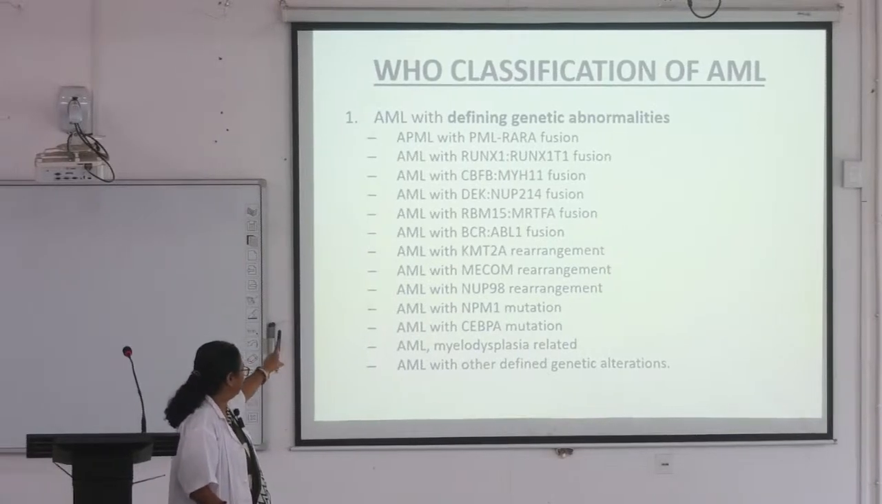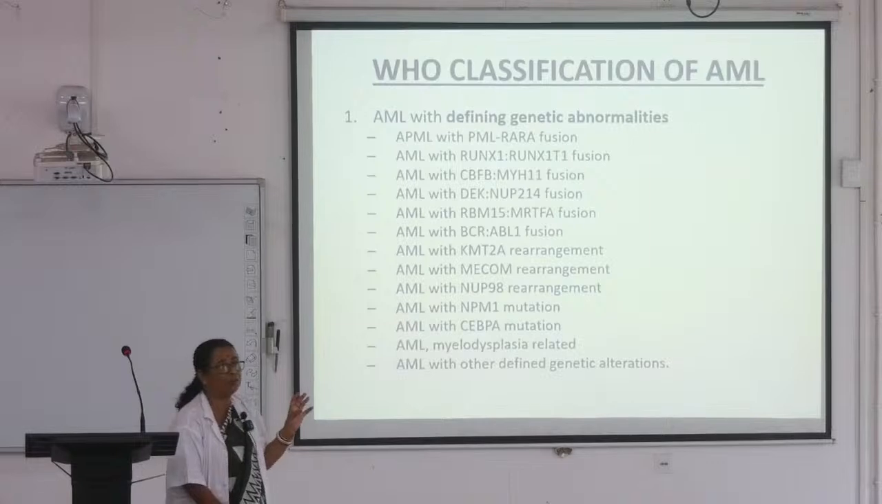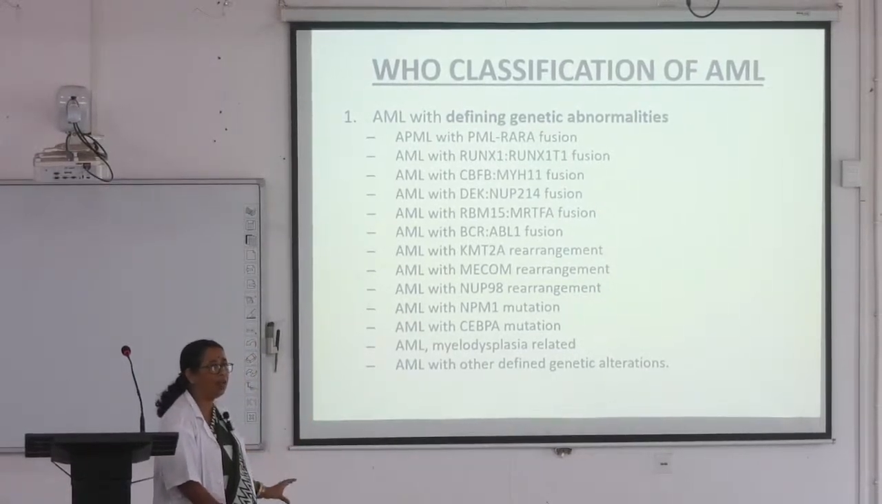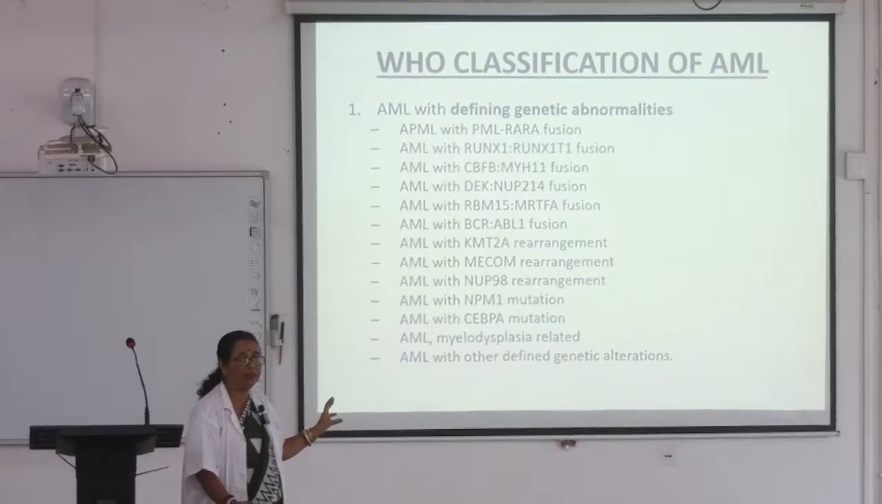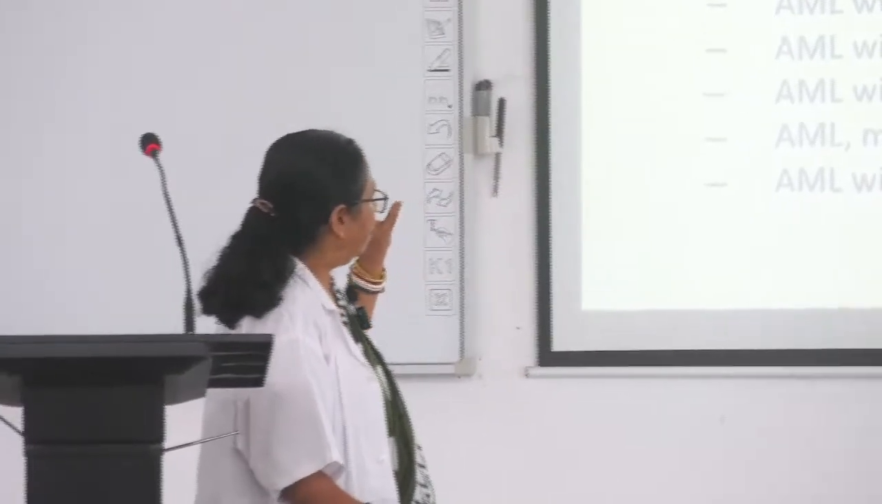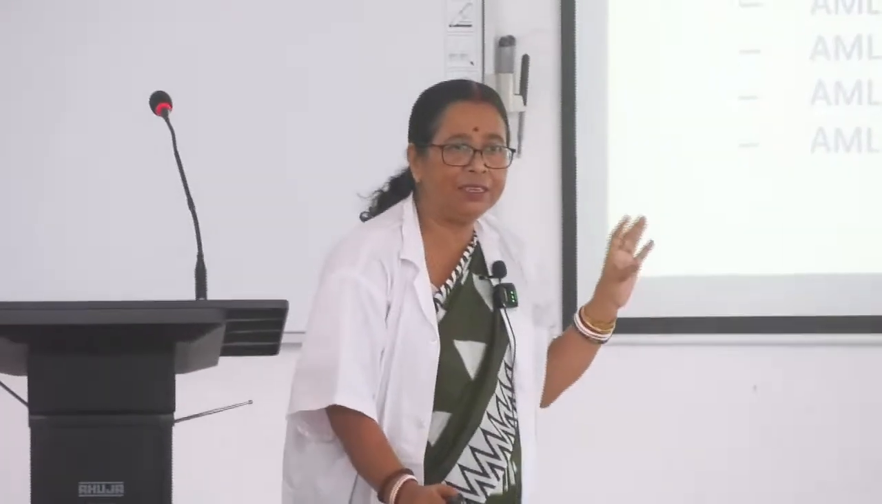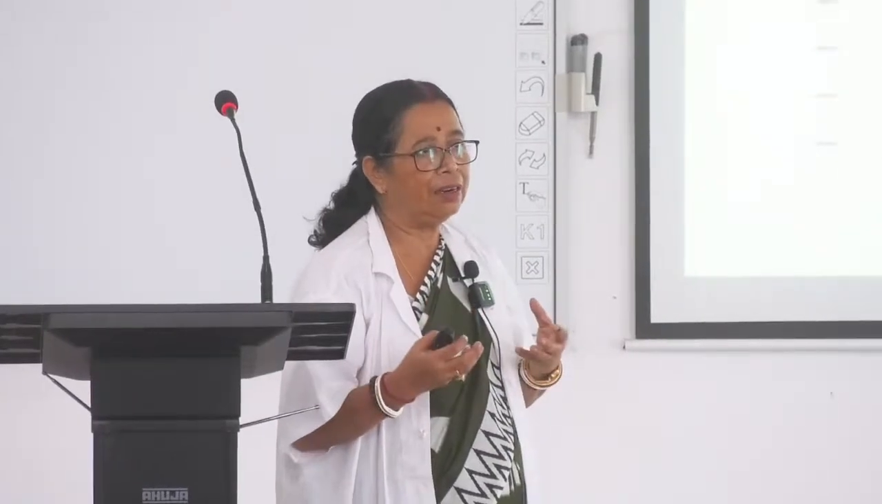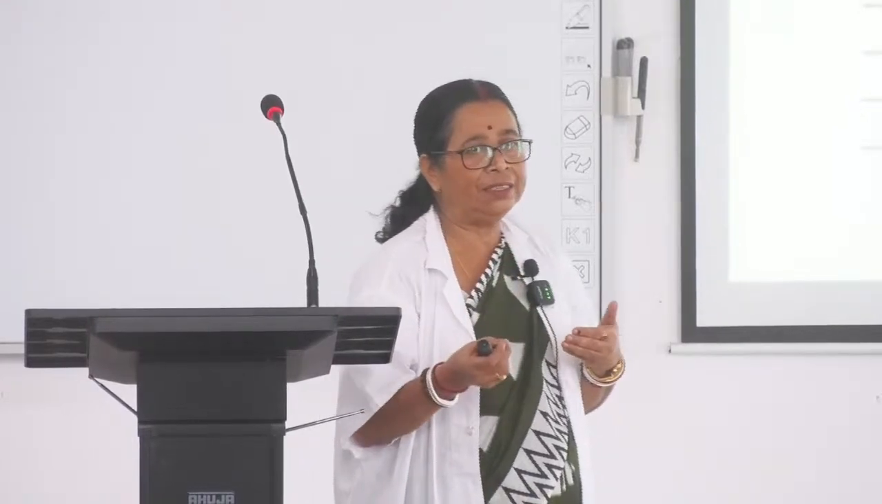এটা হচ্ছে the AML with defining genetic abnormalities. Study করে দেখা গেছে these genetic abnormalities are found in AML. There may be overlapping, but this is a must. For APML with PML-RARA fusion, that is 15-17 translocation, and there is fusion of PML with RARA. And then due to this fusion, abnormal protein is synthesized, so there is maturation defect. Clear?